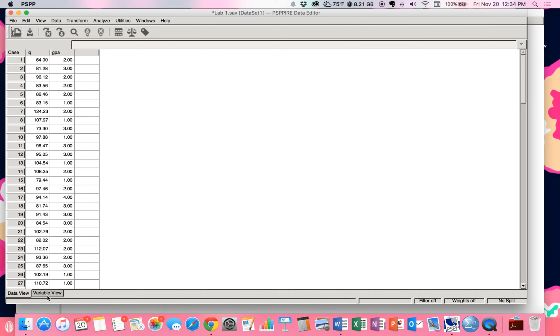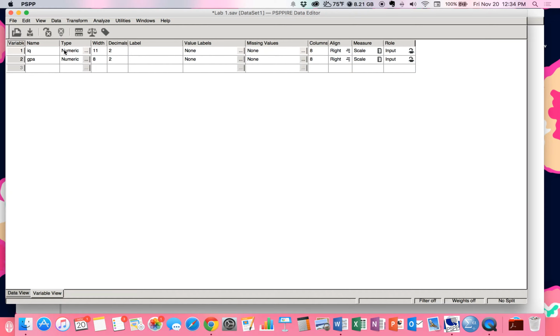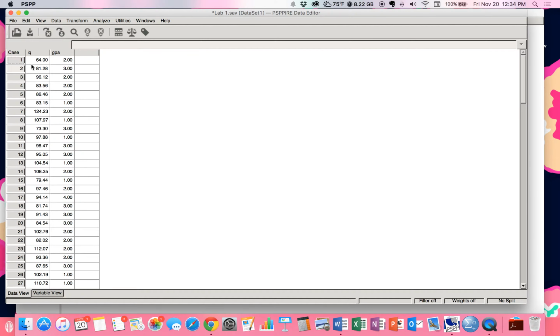Now if I want to see information about the variable, I'll click on the variable view. And I can see the name, the type, so they've got their individual short names, they're numeric, they've got decimals, and they are both scale level of measurement. So if we look at the data, right, so IQ, can you have an IQ of 0? Yeah, that would be an absolute 0. If you had an IQ of 0, you probably don't exist, you probably are not alive. You can have a GPA of 0, meaning you have no credits, right? So these would both be like ratio level of measurement.